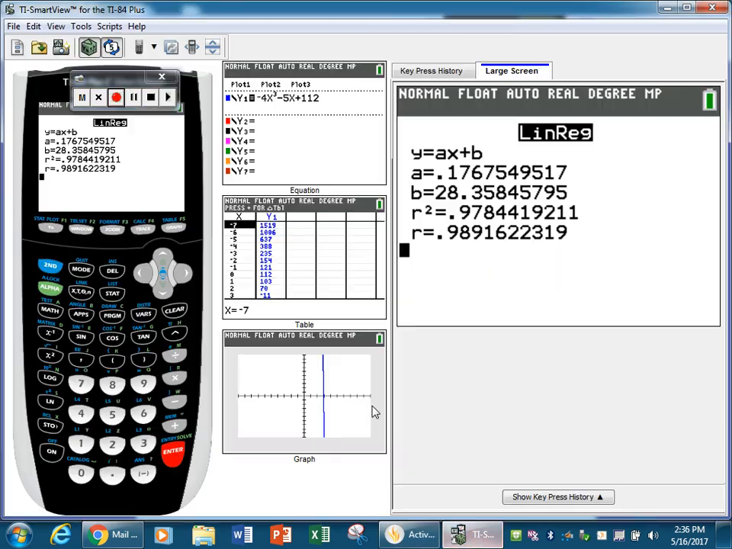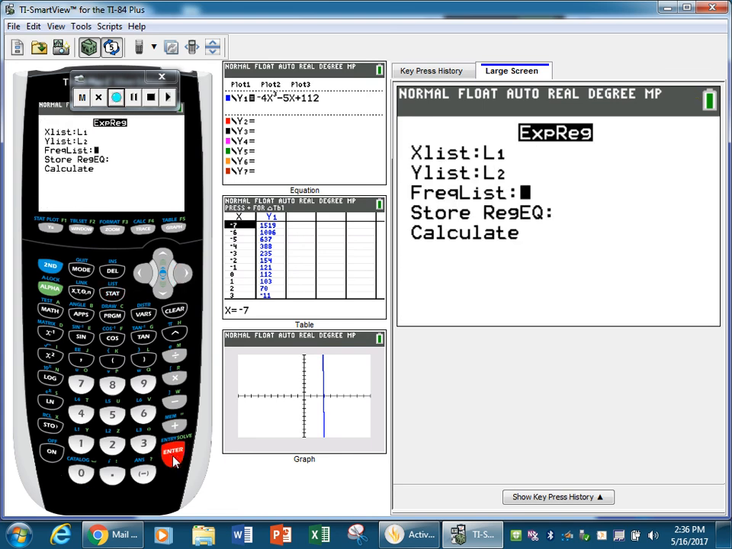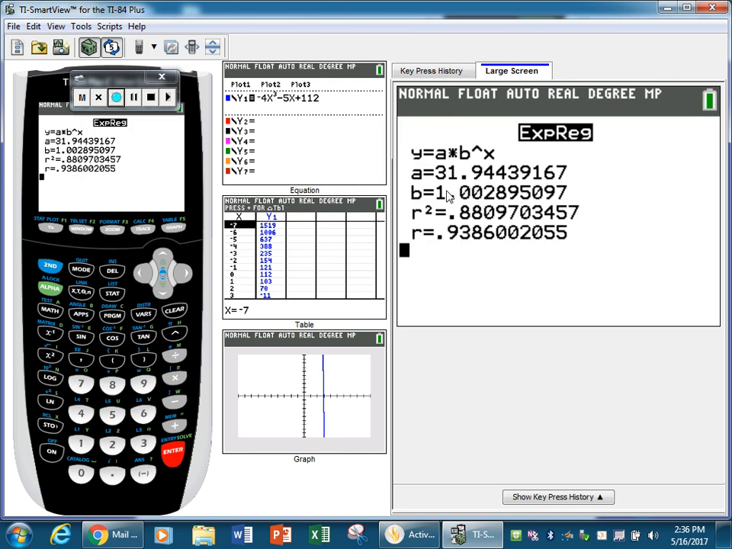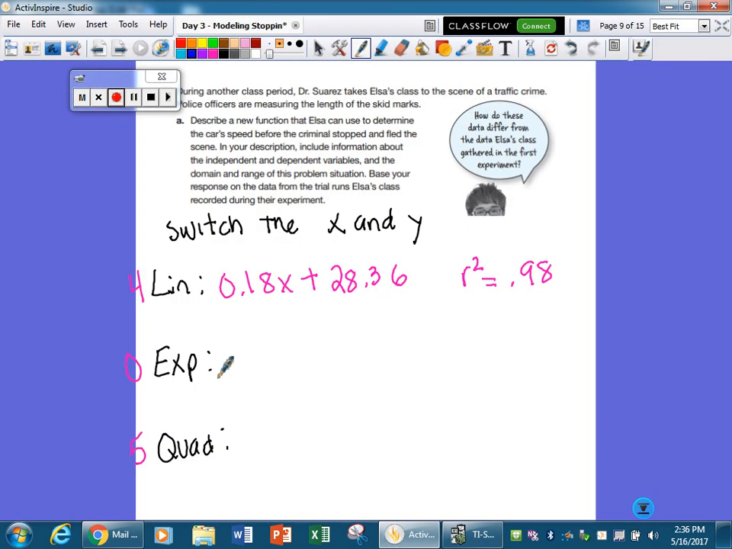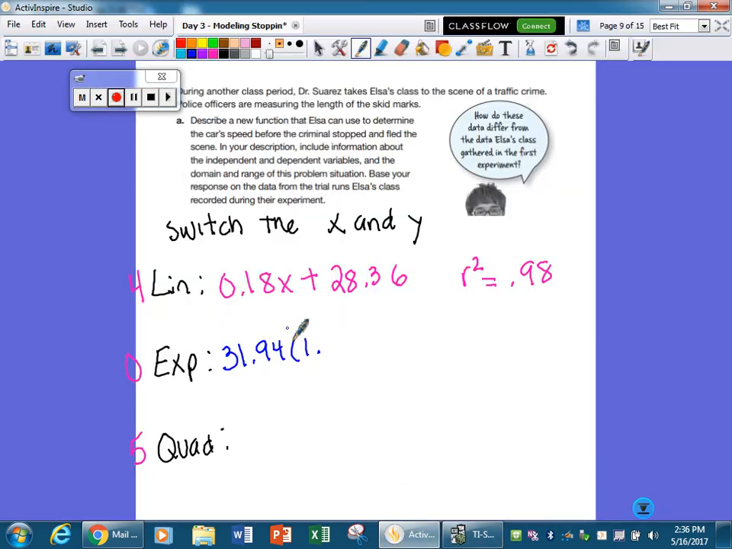Now I'm going to do exponential. Stat over 0, enter. Exponential is a times b to the x, and again I want my r squared. So 31.94, we're going to do 1.003 to the x, and r squared is 0.88. So a little lower. Right now linear is still in the lead with 0.98.